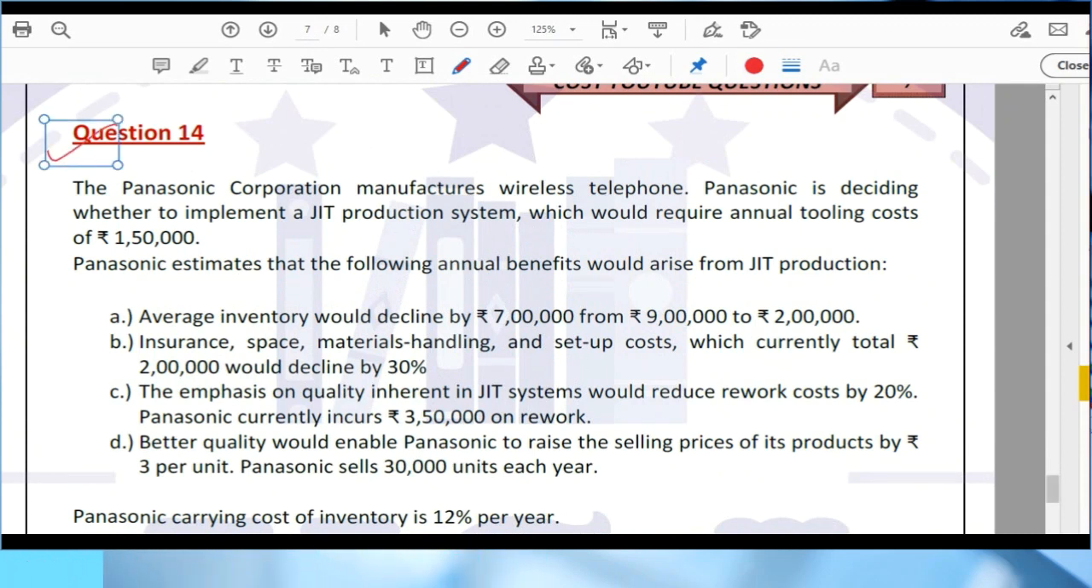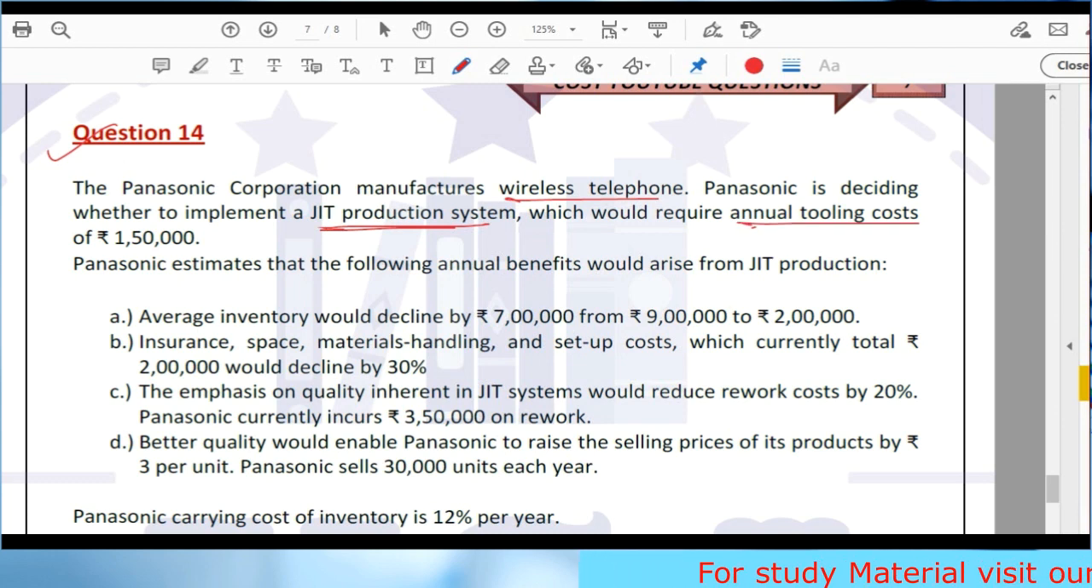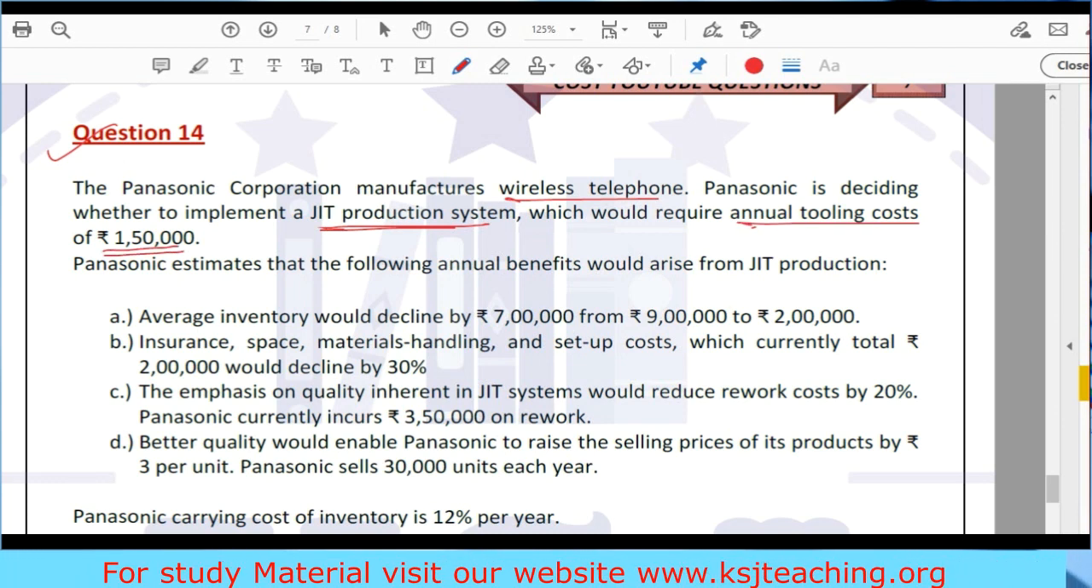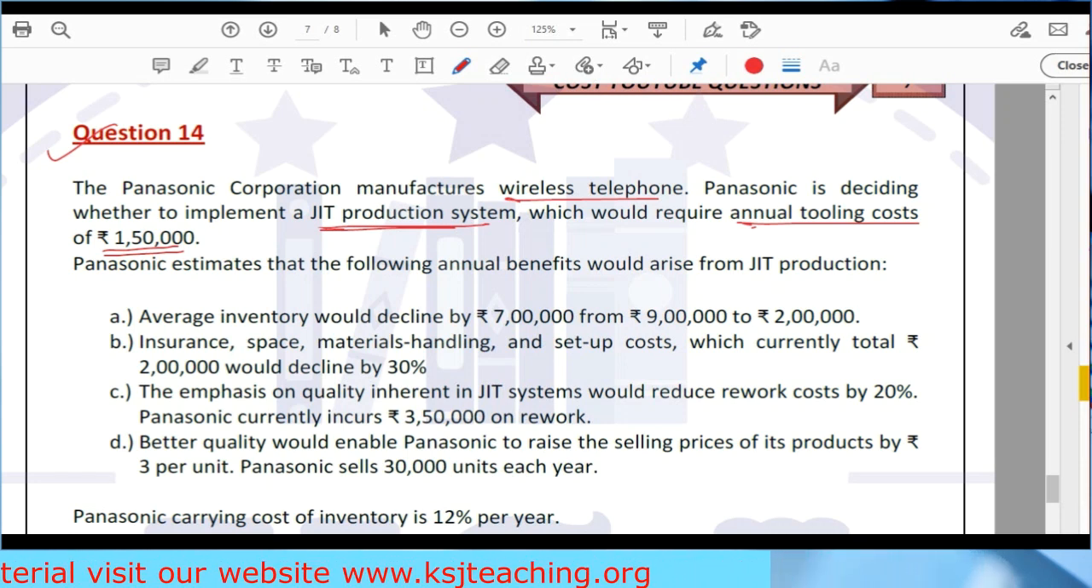The Panasonic Corporation manufactures wireless telephone. The Panasonic is deciding whether to implement a JIT production system which would require annual tooling cost of 1,50,000. That means this is the cost. If we implement the JIT system, this will be the cost that we have to incur, 1,50,000.